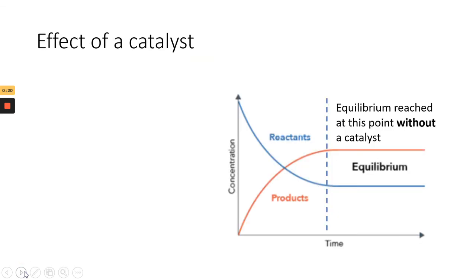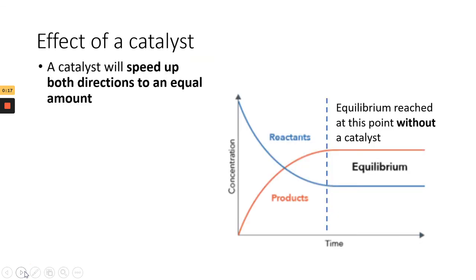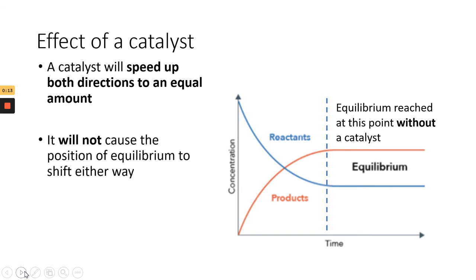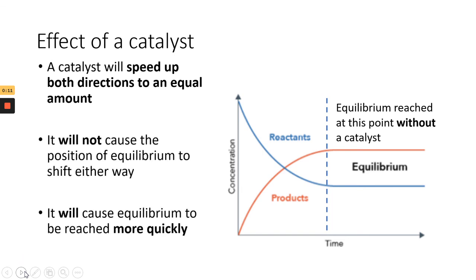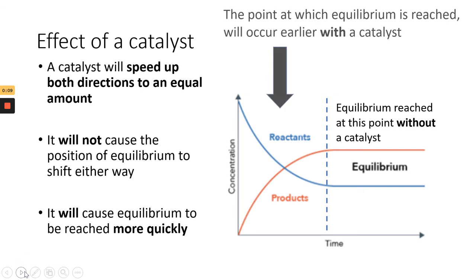So with a catalyst, what happens is both directions will speed up to an equal amount. It will not cause the position of equilibrium to shift, and it will cause equilibrium to be reached more quickly. So the point at which equilibrium is reached will occur earlier in the region indicated with a catalyst.